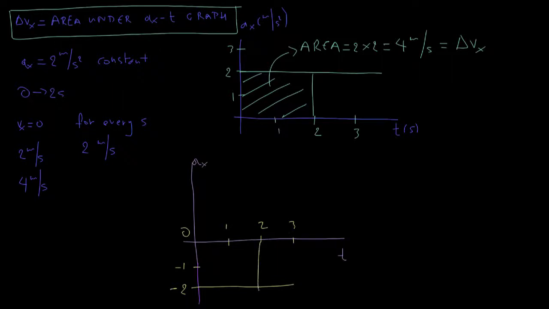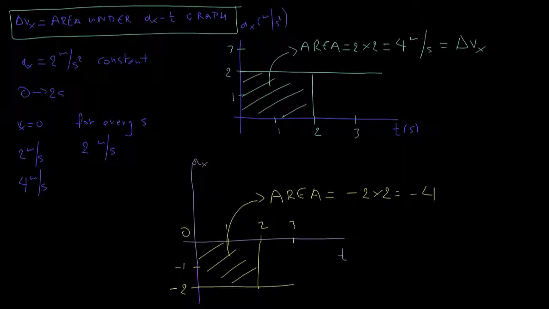Then we will be finding this area. And now this area is going to be a negative number because we are below the 0. So the area in this case will be -2 times 2, which is -4 meters per second. And then our change in velocity would be simply -4 instead of the +4. So anytime you're below the 0 axis, you will be finding a negative value for the area.